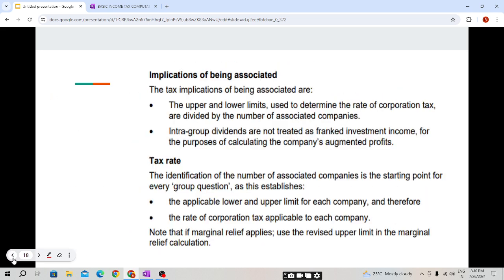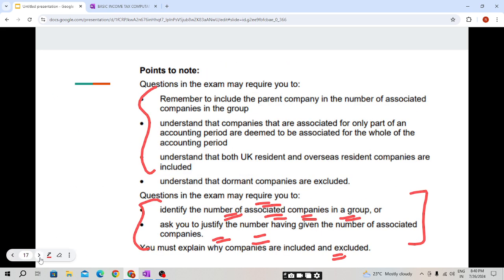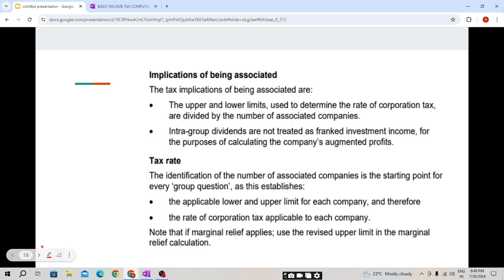So students, we have seen here the implications of being associated. Now we will be studying the implications. Already mentioned by me, the upper limit and lower limit will be divided. The tax implications of being associated are: the upper and lower limit used to determine the rate of corporation tax are divided by the number of associated companies. Intra-group dividends are not treated as franked investment income for the purpose of calculating the company's augmented profit. So dividend income will not be included.